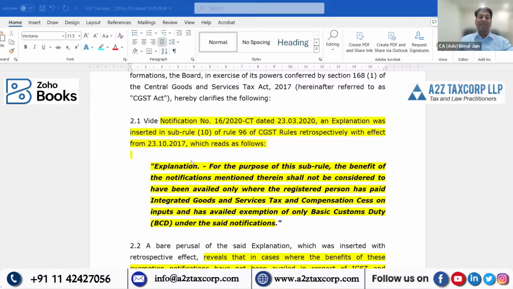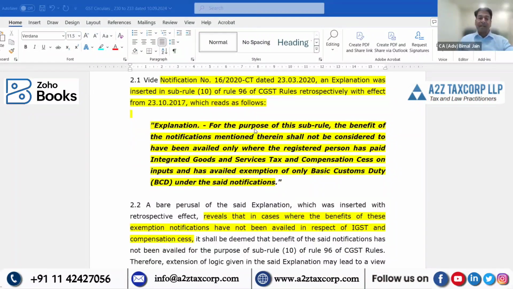They are picking up a context from notification number 16/2020. An explanation inserted in sub-rule 10 of Rule 96 retrospectively with effect from 23rd October 2017. And it is worth reading because this is the basis this circular got issued. As per explanation, for the purposes of this sub-rule, benefit of notification mentioned therein shall not be considered to have been availed only where registered person has paid IGST and compensation cess on input and has availed the exemption of only basic custom duty under the said notification.